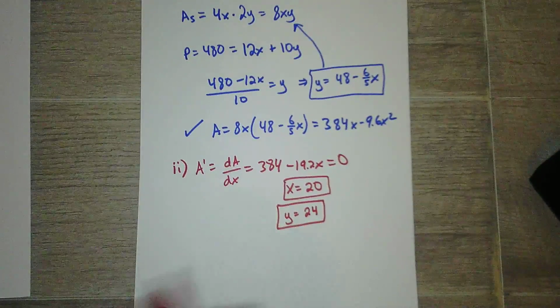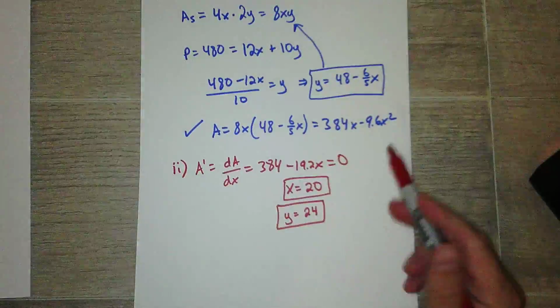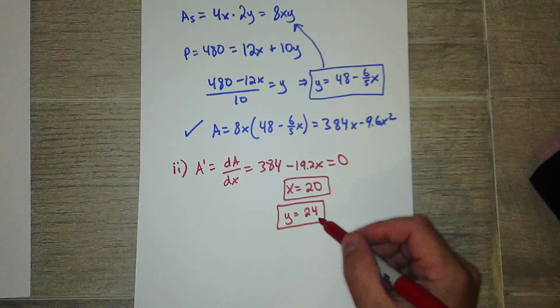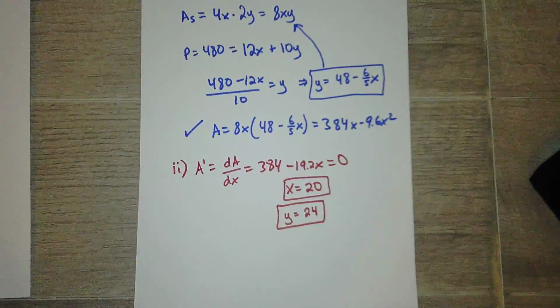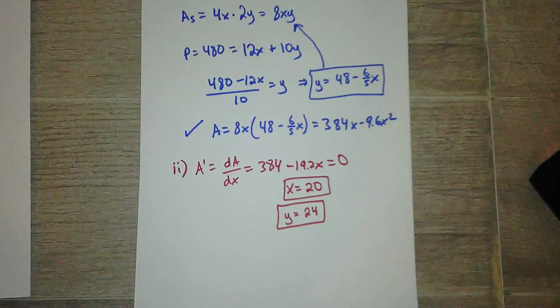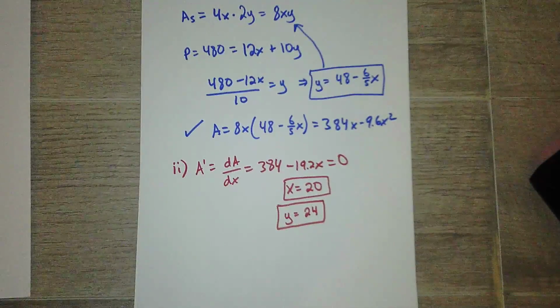Okay, so we get x is 20 and y is 24. Oh, okay, so that's it. That's all they asked for. Basically just find the values of x and y when A has a maximum. Okay, so that's pretty much it.